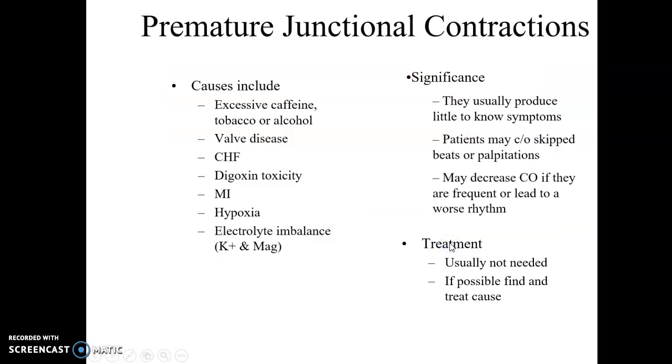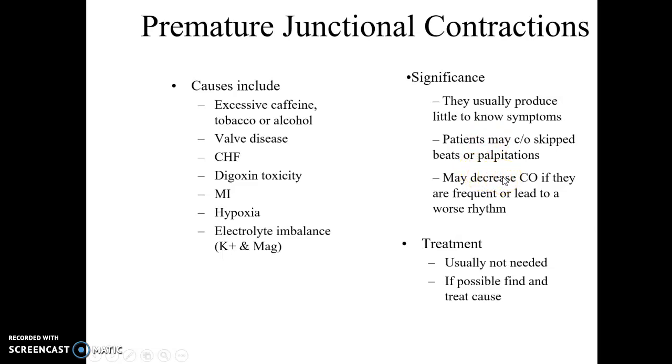So why do we see PJCs? Excessive caffeine, tobacco or alcohol use, valve disease, heart failure, digitoxicity, heart attack patients, hypoxia, and sometimes electrolyte imbalances like potassium and magnesium. They usually produce little to no symptoms, and sometimes the patients may complain of, oh, it feels like I skipped a beat, or it feels like I had an extra beat, but usually most people don't even realize they're having them. It really very rarely will decrease the cardiac output.